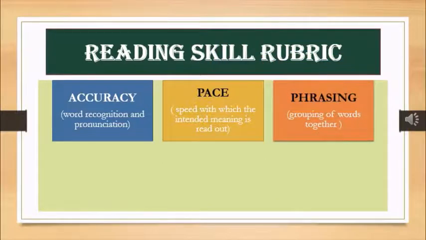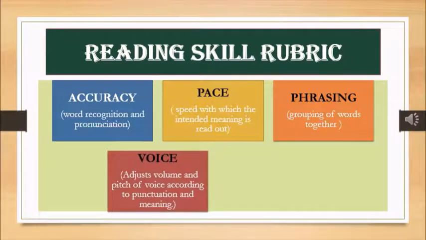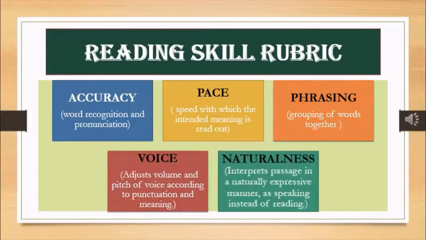And a very important aspect is text phrasing, grouping of the words together so that the comprehension can be improved. Voice modulation, which means adjusting the volume and the pitch of the voice according to the punctuation and the meaning, is an important aspect of reading, especially when it introduces the dramatization, which leads to our last criterion, naturalness, which means interpreting the passage in a naturally expressive manner as if we are speaking, not reading word by word.